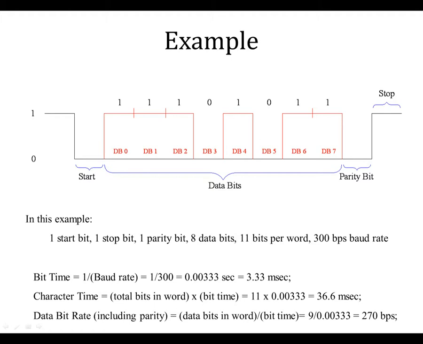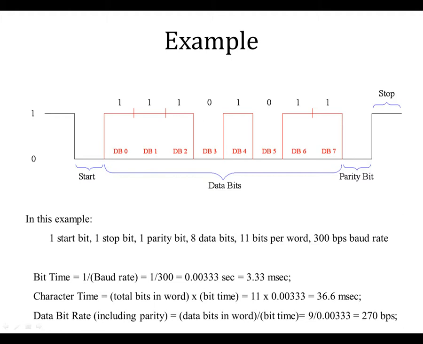For an example, the bit time. The bit time means the time you need to send one single bit. There is one thing called character time. That means the time you need to send the whole data, including the start bit, stop bit, parity bit, everything.